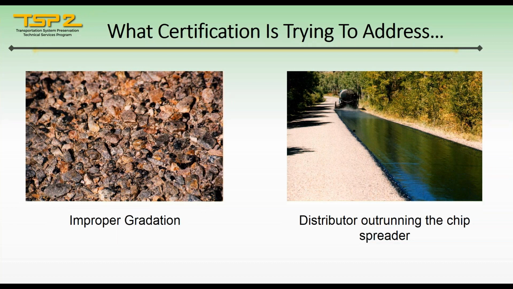In this first picture, we have an improper gradation on a chip seal. I'm unsure if it was a poorly written specification, oversight by the quality control and quality assurance personnel, or lack of knowledge by the contractor. In the second photo, we have the distributor truck running away from the chip spreader. This is not setting up this project for success.